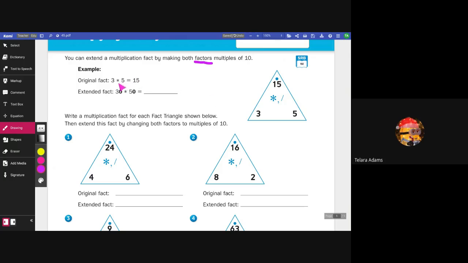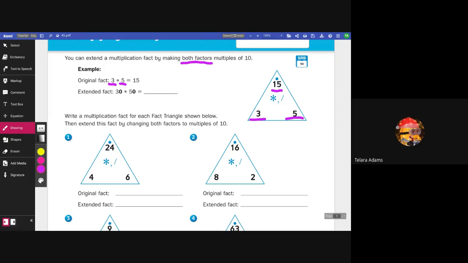So for example, our original fact is 3 times 5. I know that looking at my triangle, 3 times 5 equals 15. My original fact, 3 times 5 equals 15. Now I am going to extend both factors. Remember, my factors are here, the numbers I'm multiplying together.